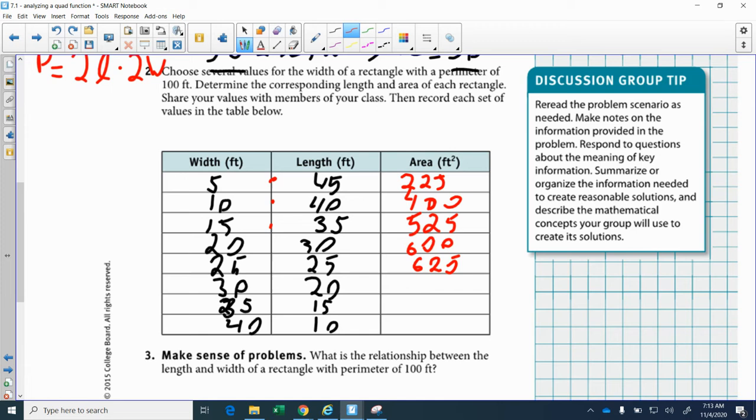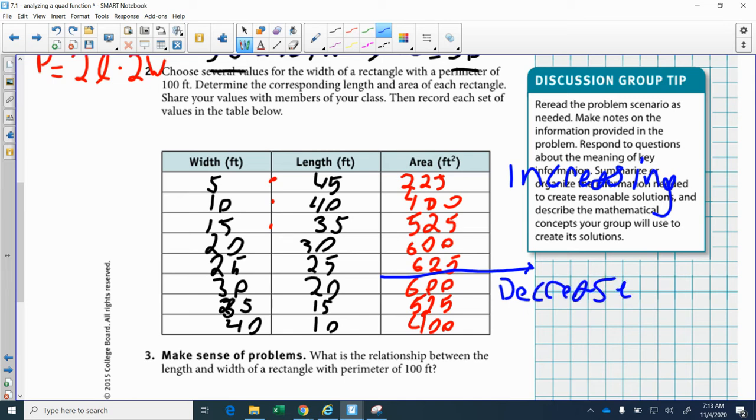625. And then you almost start to repeat yourself. 30 times 20 is 600. 35 times 15 is 525. And 40 times 10 is 400. So you kind of see how we go up until this point here. We're increasing in that whole interval. And then all of a sudden, below that blue line, we start to decrease.